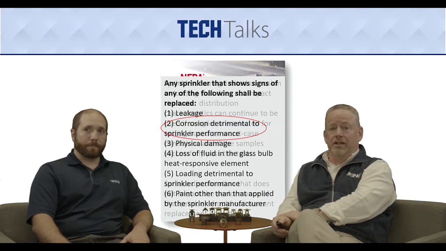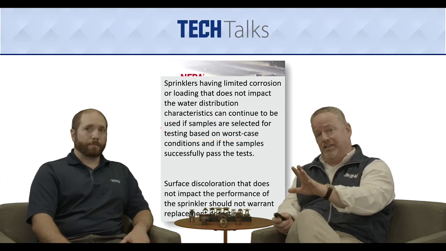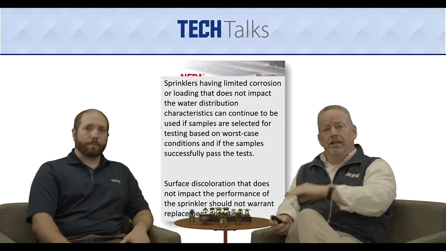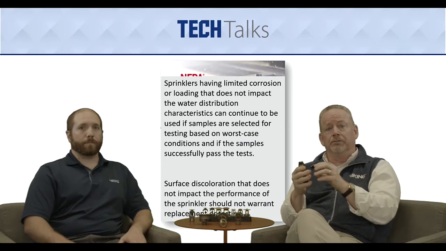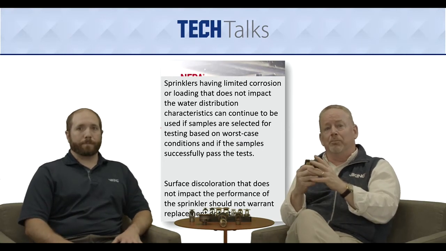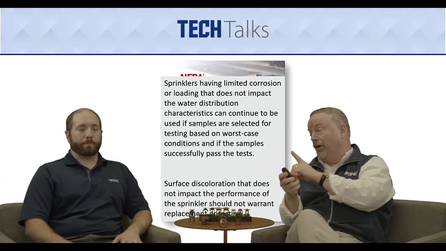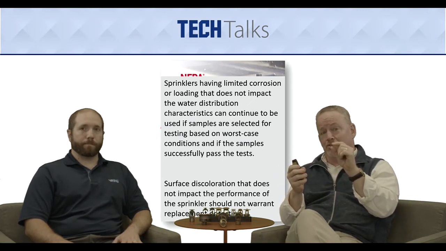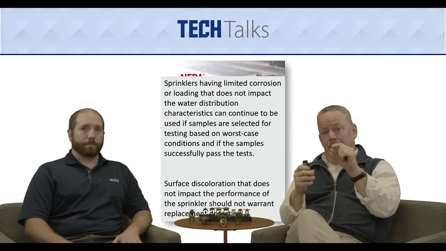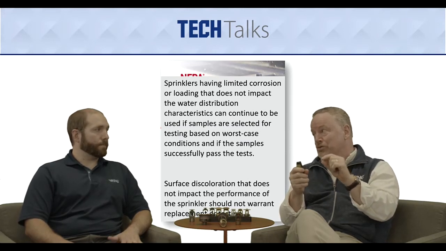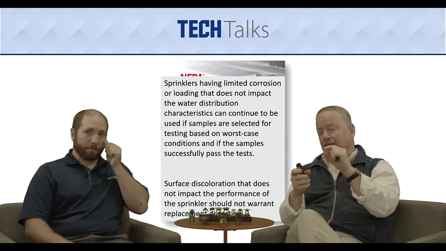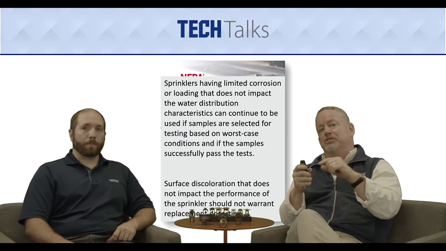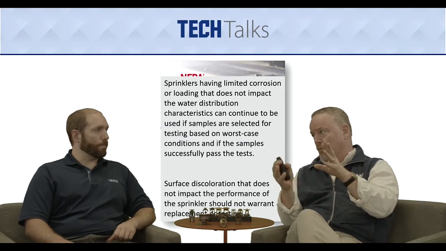And the standard does help us out with that. In the annex of the material of this particular statement, this particular requirement does say sprinklers having limited corrosion or loading that does not impact water distribution characteristics. Now you're focusing on something. It's corrosion that does not impact water distribution characteristics. That's a very important statement to make. They can continue to be in place if samples are selected and tested by the worst case.